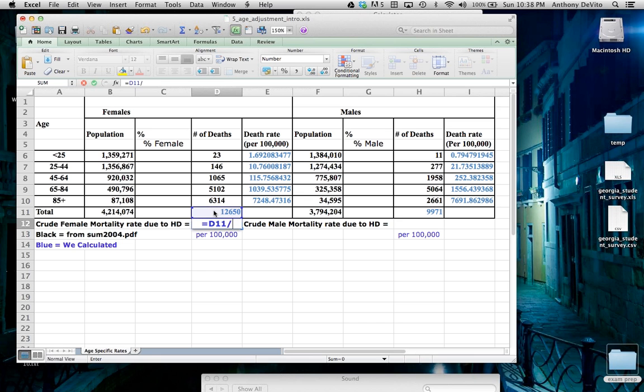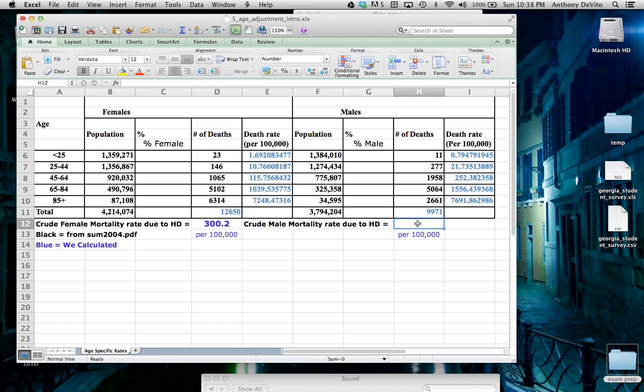Okay, so the crude mortality rate for females due to heart disease is equal to the number of deaths in 2004 over the population of females in 2004. Well, you know what happened there is that I have to multiply that by 100,000 because it's rounding and you don't see it. It's a small fraction. Okay, it's 300.2 per 100,000.